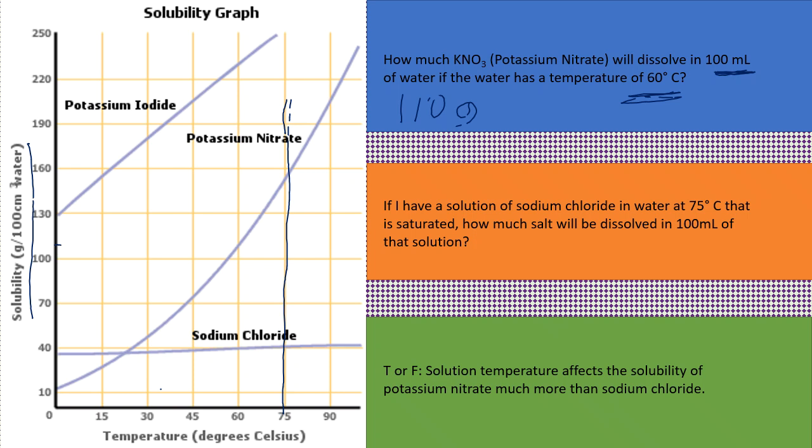So sodium chloride at 75 degrees Celsius looks like it's saturated almost right on this line right here. That looks to be the 40 gram line. So that would be 40 grams in our 100 milliliters of saturated sodium chloride solution if that solution was 75 degrees Celsius.